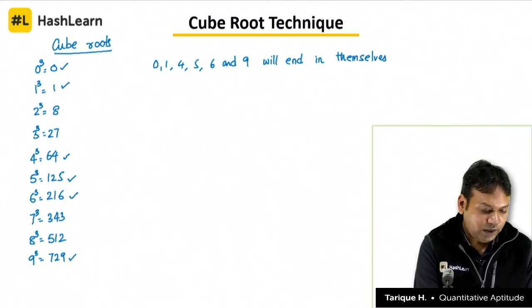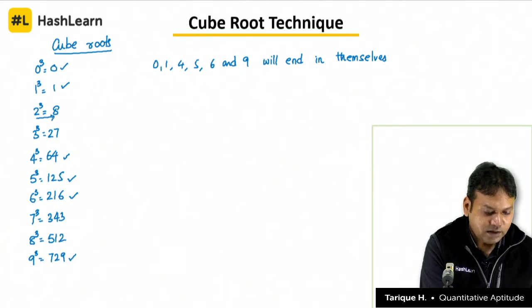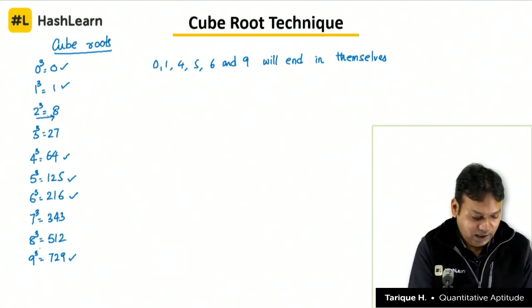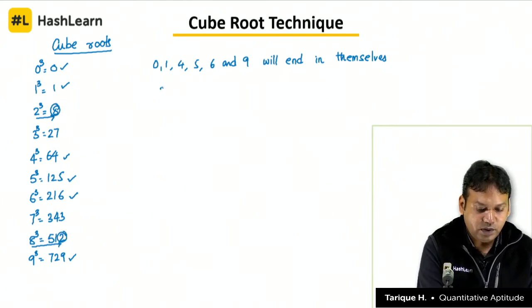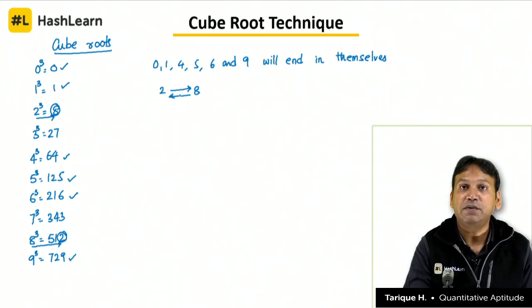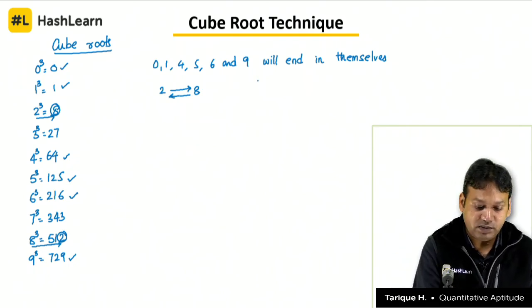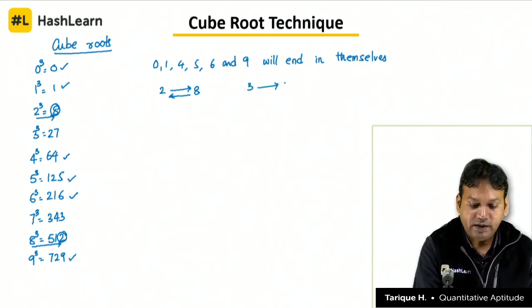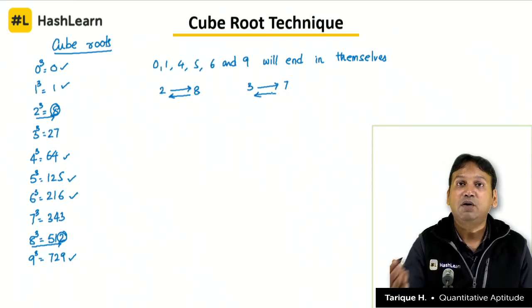What is left now? 2, 3, 7 and 8. So we will see here, 2 is ending in 8. So 2 cube last digit is 8 and 8 cube last digit is 2. So we will say here 2 ends in 8 and 8 ends in 2. That means if the cube is ending in 2, cube root ends in 8, and if the cube is ending in 8, cube root ends in 2. Similarly, 3 will end in 7, 7 will end in 3. If the cube is ending in 3, cube root will end in 7, and if the cube is ending in 7, cube root will end in 3.